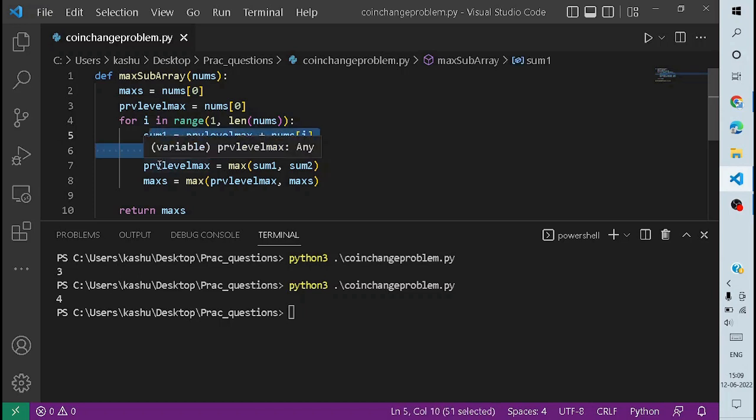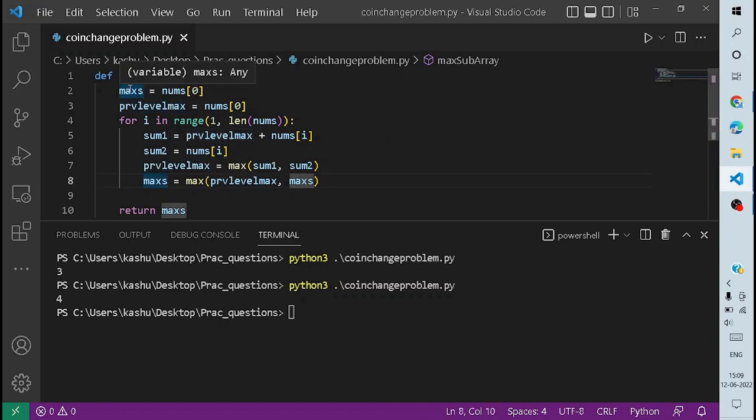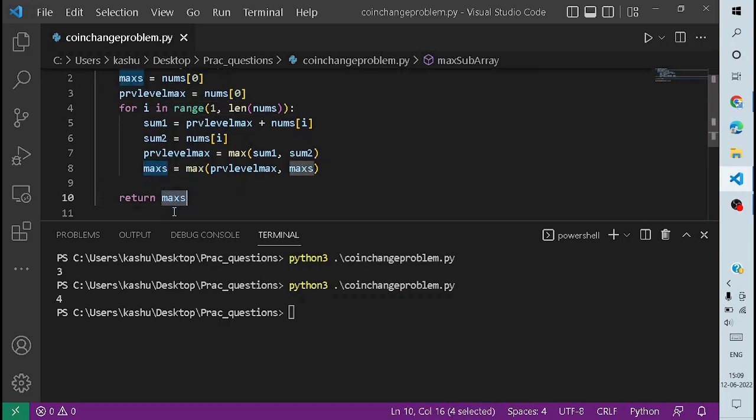Then previous level max comes out to be the best of these two choices that we have calculated, and the maximum sum comes out to be the maximum of the maximum sum till the previous level and the best of the two choices. So this goes on till the very last element. Once we have considered all the elements, the maximum sum represents the contiguous array's maximum sum. So we did not get to know the subarray, but we do get to know the maximum sum of it. All right.